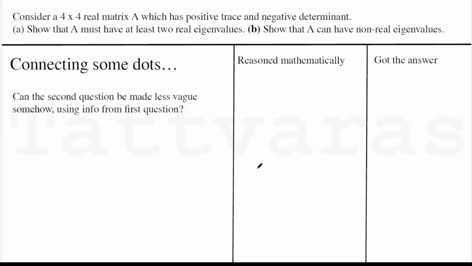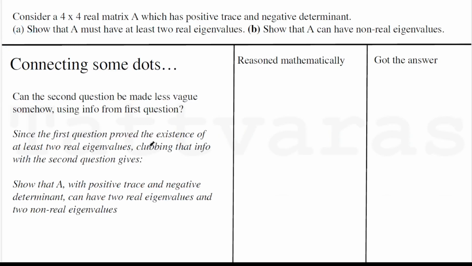Now, I don't know whether to you it is vague or not, but to me it's vague. And clubbing it with the information from the first part of the question may help us, because honestly, that's how the question makers structure the questions. So you have this proven from the first question. And when you combine this information in the second question, what you get is A must have at least 2 real eigenvalues, and you have to show that A can have non-real eigenvalues.